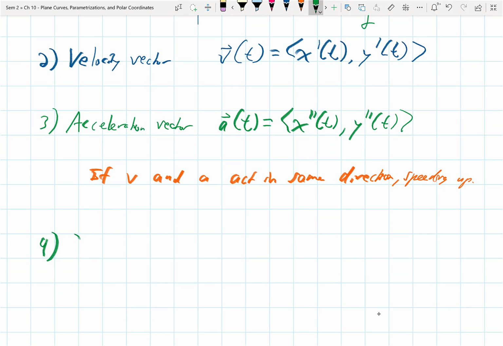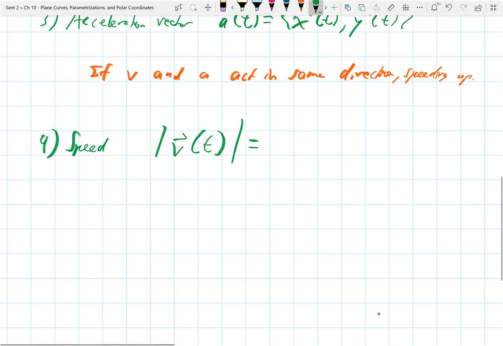Let's mention this thing called speed. Speed is not velocity, but speed is the absolute value of velocity. So how do you do an absolute value of a two-dimensional quantity? How do you take the absolute value of an ordered pair? Well, the absolute value of an ordered pair is the Pythagorean distance of that vector point to the origin.